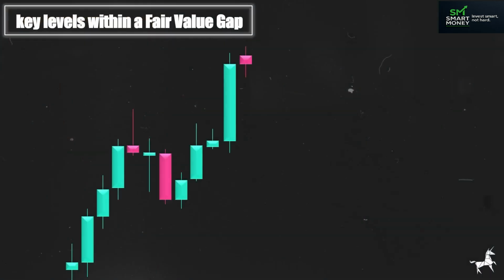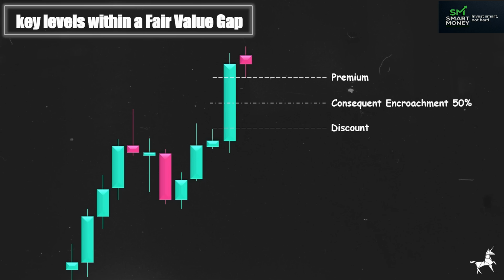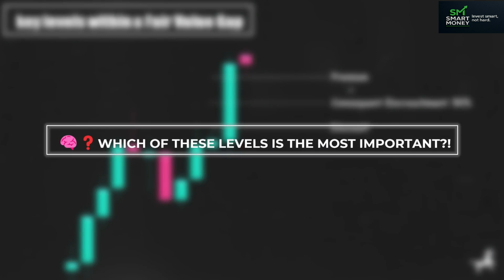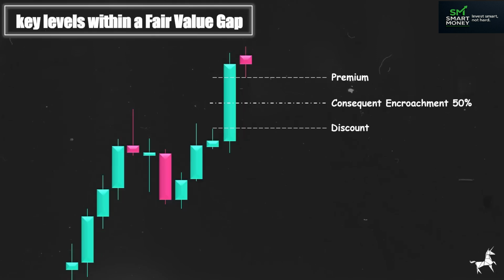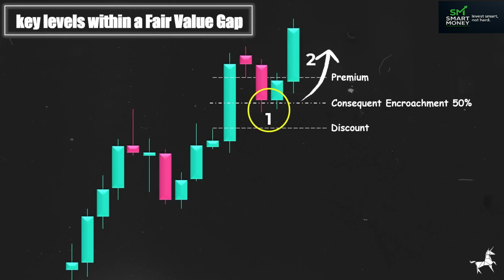There are three key levels within a fair value gap that traders should pay attention to: the premium high, the discount low, and the midpoint, also known as the consequent encroachment. Now you might ask, which of these levels is the most important, and how do we use them? The answer is, the most critical level is the consequent encroachment, which is the 50% midpoint of the fair value gap. If price returns to this level and respects it, it's a strong sign that price may continue in its original direction.